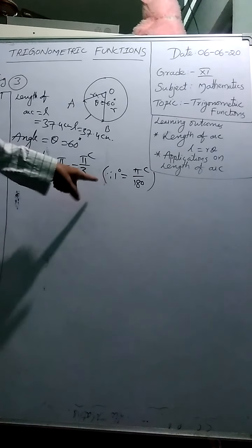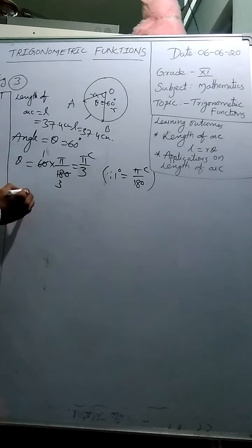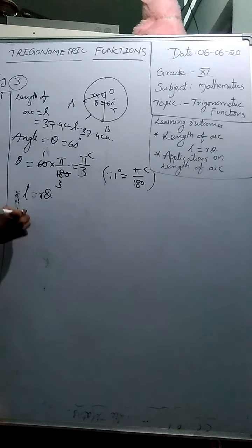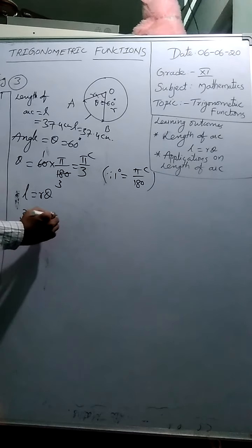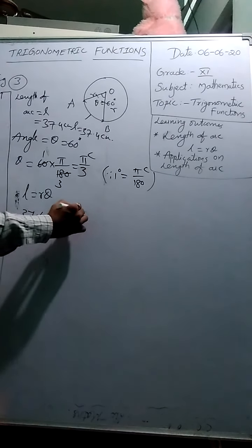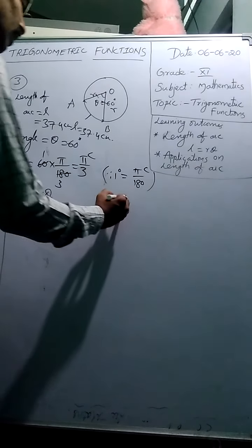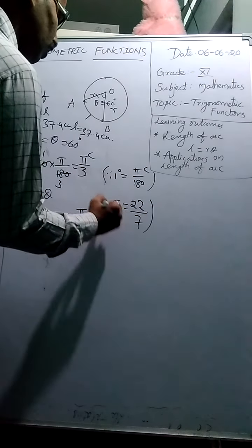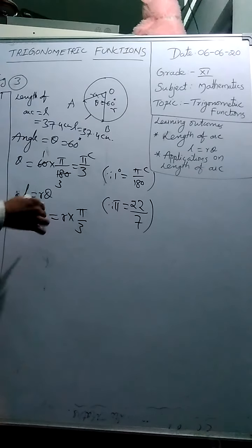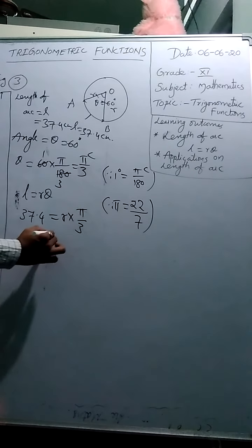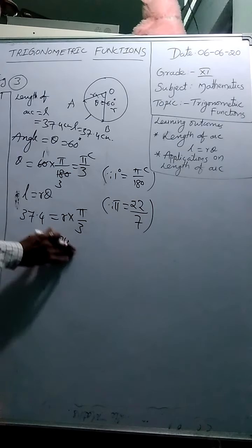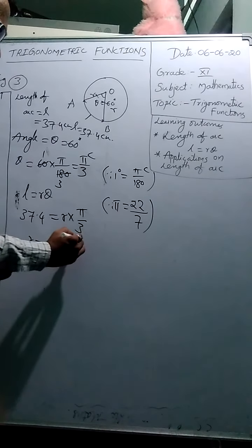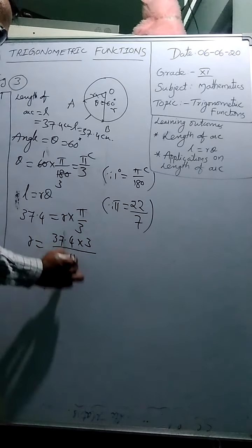So now we have converted into radians. The actual formula is L equals r theta. The length of arc is given as 37.4. The radius we don't know, but theta is pi by 3, where we should take the value of pi as 22 by 7 according to the given problem. So now r equals 37.4 into 3 by pi.